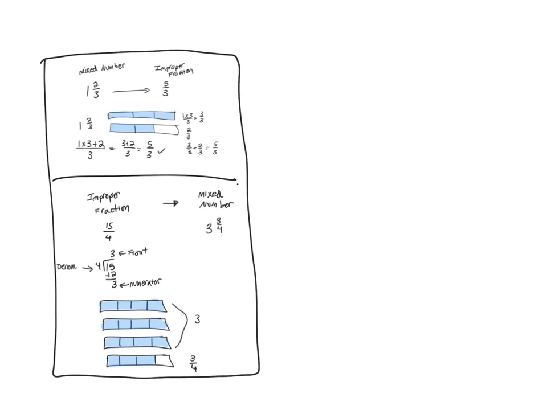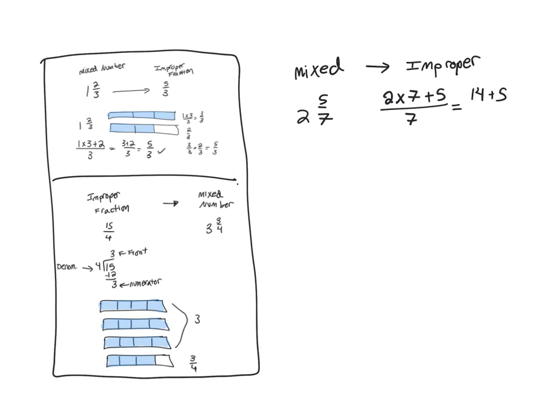So just for practice, let's use the same steps with 2 more examples. This time I have the mixed number 2 5/7. So I'm going to multiply 2 times 7 and then add 5, and I'm going to keep my denominator of 7. 2 times 7 is 14, and 14 plus 5 is going to be 19. So this is equal to 19/7.